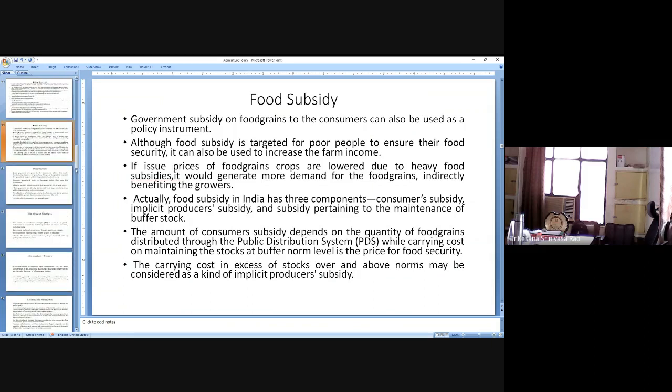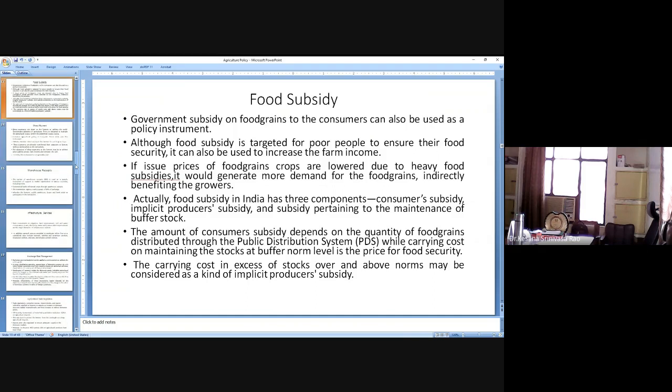Whenever this food subsidy is implemented, the farmer's income will also grow. If issue prices of food grain crops are lower due to heavy food subsidies, it would generate more demand for the food grains, indirectly benefiting the growers. This is the way the food subsidy is going to be beneficial.